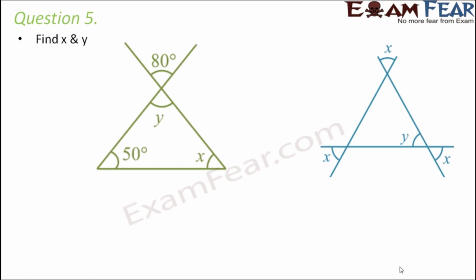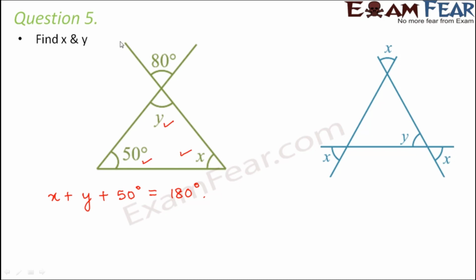Question number 5. Here we have slightly more complicated figures, but they are also simple. So let us try to find out x and y. For the first one, what do we see? We see that x, y and 50 degrees, these three are the interior angles of the triangle. So as per the property of a triangle, that is, the sum of the three angles is 180 degrees, we can say x plus y plus 50 degrees is equal to 180 degrees.